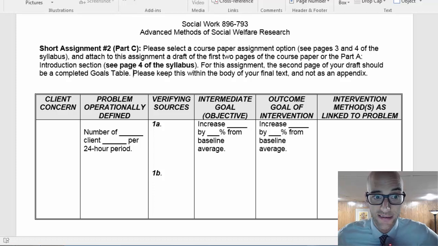Other examples I've seen in the past is quality of sleep. So you could have a client concerned about not getting enough sleep. Problem operationally defined as number of minutes of sleep the client gets per 24 hours. Verifying sources could be something like if you had an Apple Watch, or there's things on your phone that can measure the amount of sleep that you've gotten. An intermediate goal could be to increase average number of minutes of sleep by 50% from the baseline, or you could do it in reverse, like decreasing nighttime awakenings by 50% from the baseline average, or decreasing number of nighttime awakenings by 90% from the baseline average.